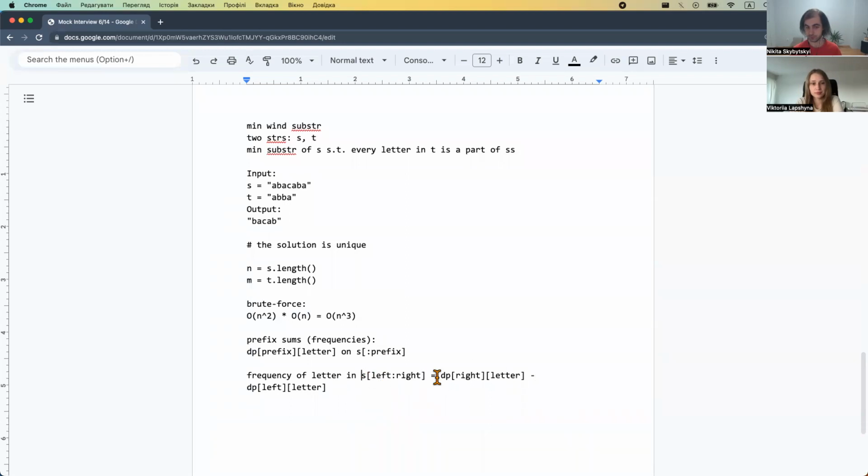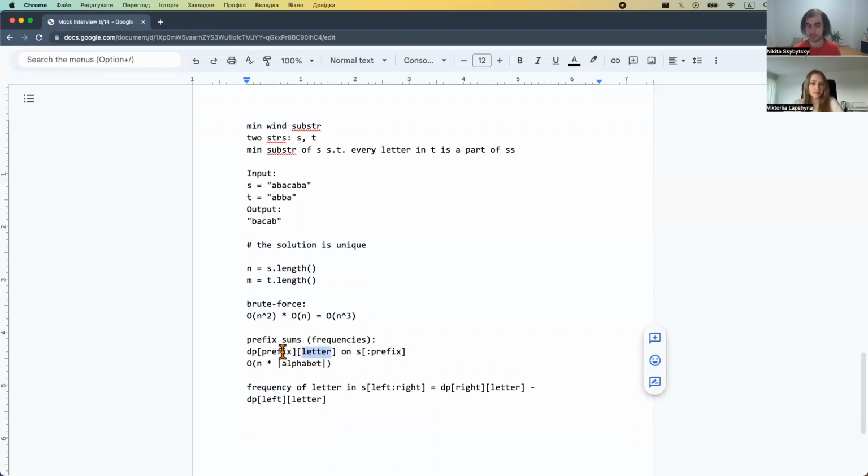There is this equation. You take a big prefix and then subtract whatever you don't need in this part. So that would allow, if we pre-compute this, and we can do this in O of n times alphabet size time, because there are only that many letters and only that many prefixes. And then we can calculate these frequencies in constant time instead of n.